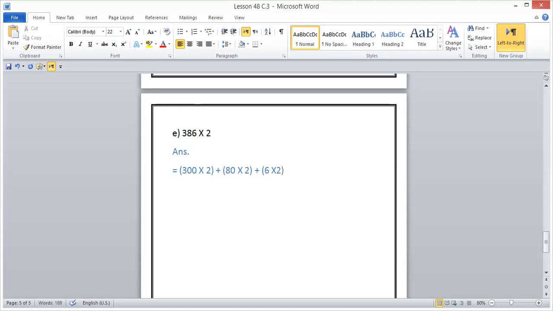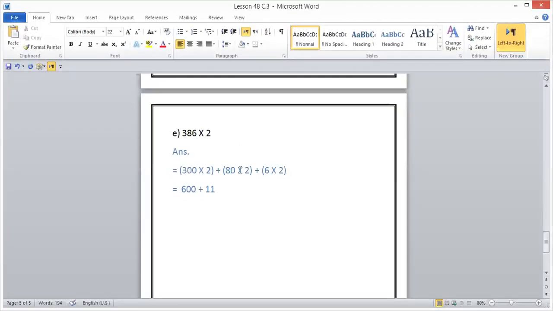So this is how you have written it. You have made the partition. Now you just need to multiply. Solve the brackets and tell me the answer. 300 by 2 equals what? 300 multiply 2 equals 600. Okay. Then 80 multiplied by 2 equals 160. That's very good.